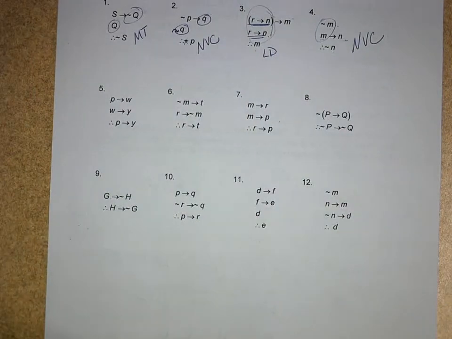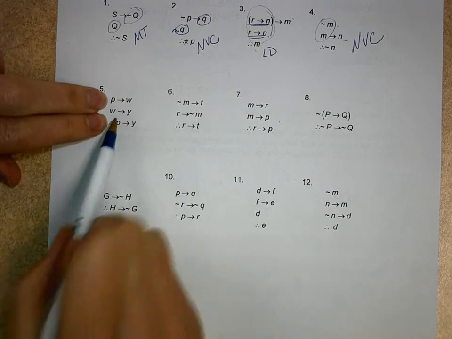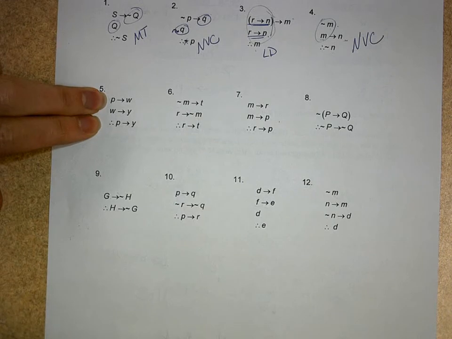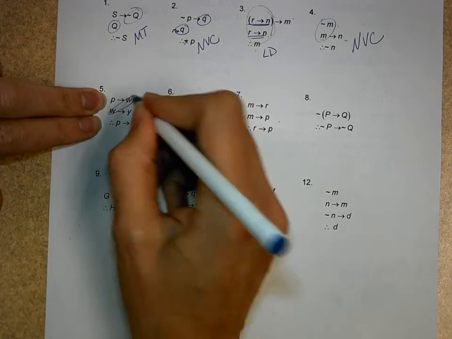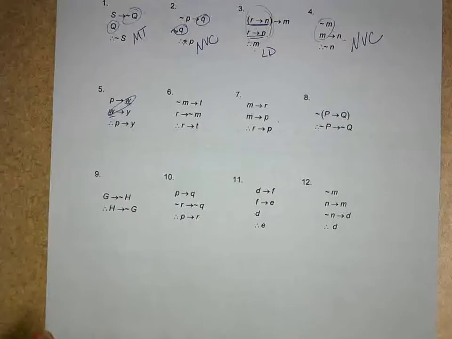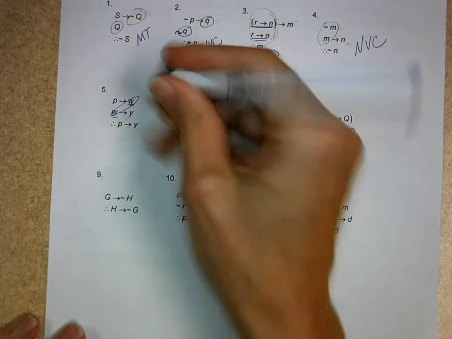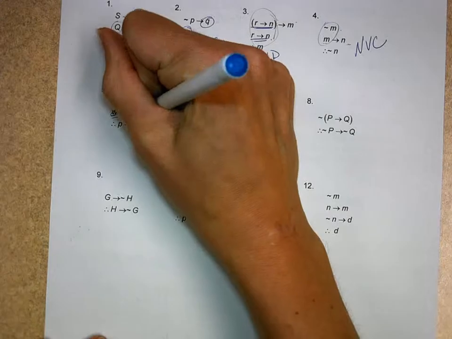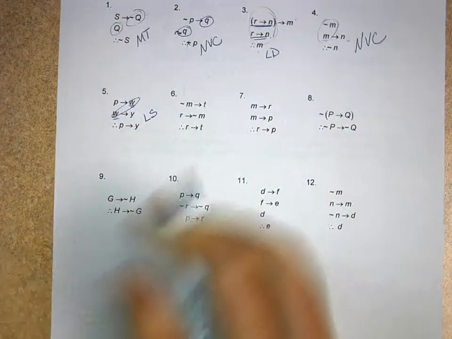Now let's look at the next one. I'm given two conditional statements. Okay, if I have two conditional statements, I'm going to look for LS. And sure enough, I have it. Why? Because I have a conclusion and a hypothesis that's the same. When you do that, you get if P, then Y. And that is going to be, in this case, LS.